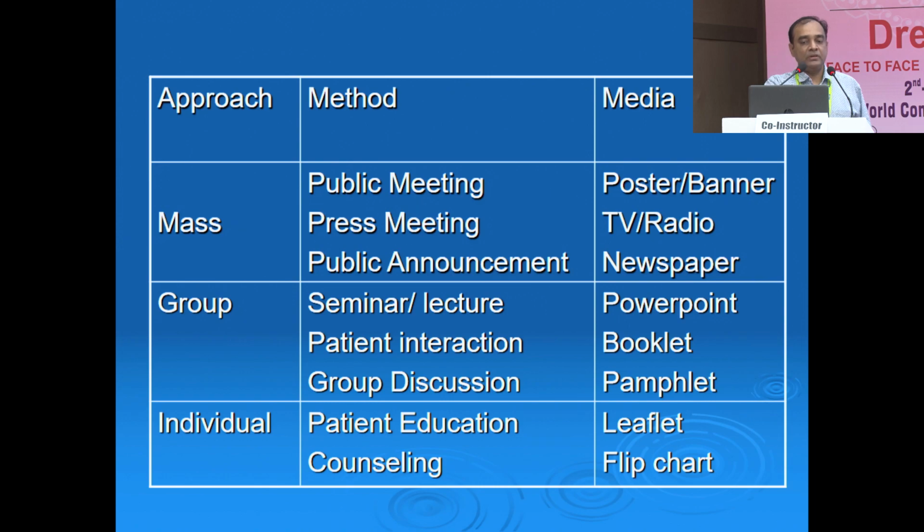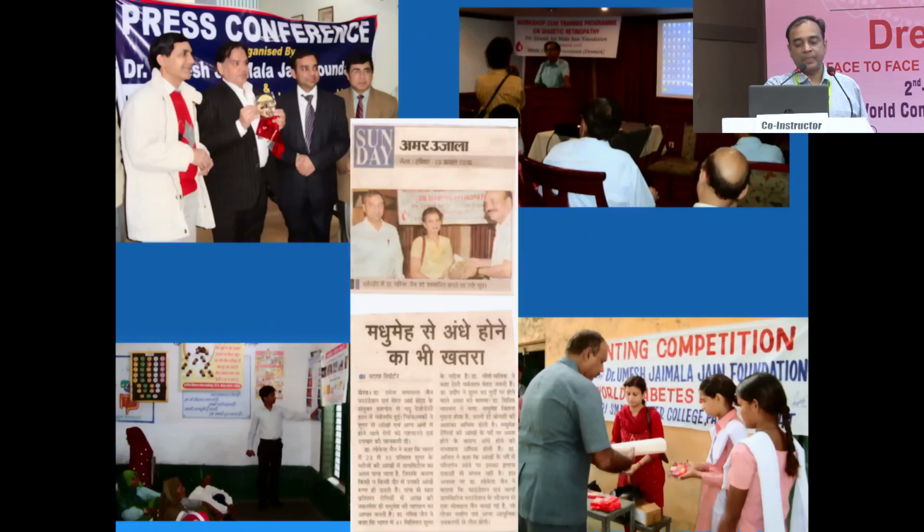As we know, there are three main approaches for public education in diabetic retinopathy. These are the mass approach, which comprises public meetings, posters, TV and radio programs, and ads in the newspaper. The group approach through seminars and lectures, patient interactions, and group discussions. And the individual approach through patient education through leaflets and individual counseling sessions.